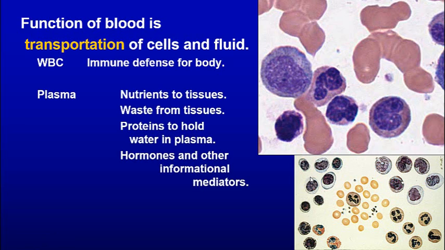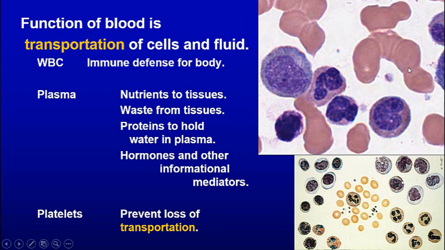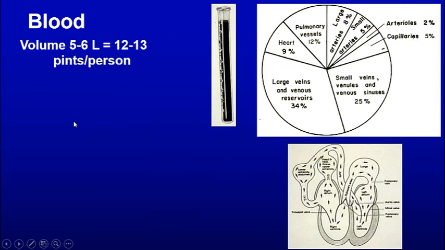The plasma provides nutrients for tissue, waste from tissues, protein to hold the water in plasma, albumin, hormones, and other inflammation mediators are in the plasma. It also has platelets. We can see platelets right here, and here, and they prevent the loss of transportation, which is the function of the blood. So we'll talk about clotting of blood.